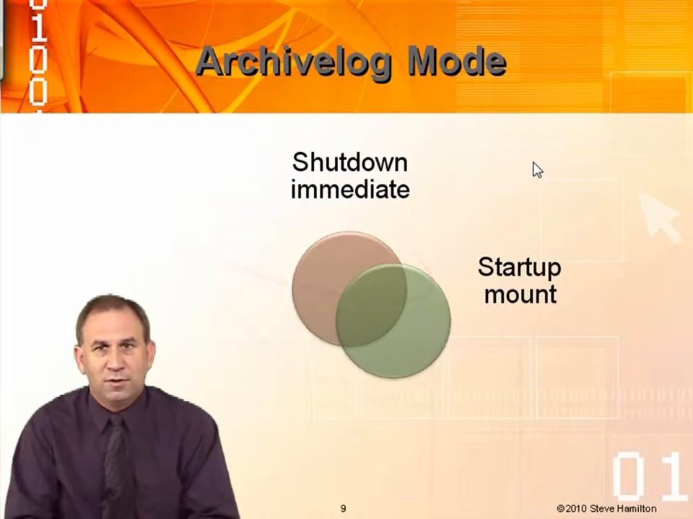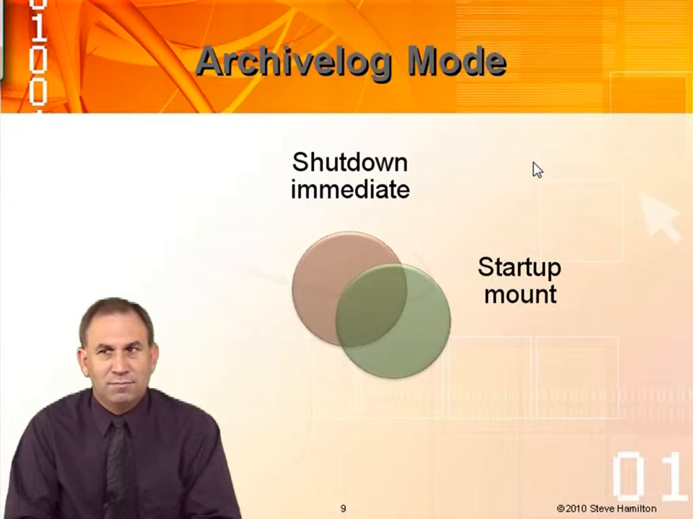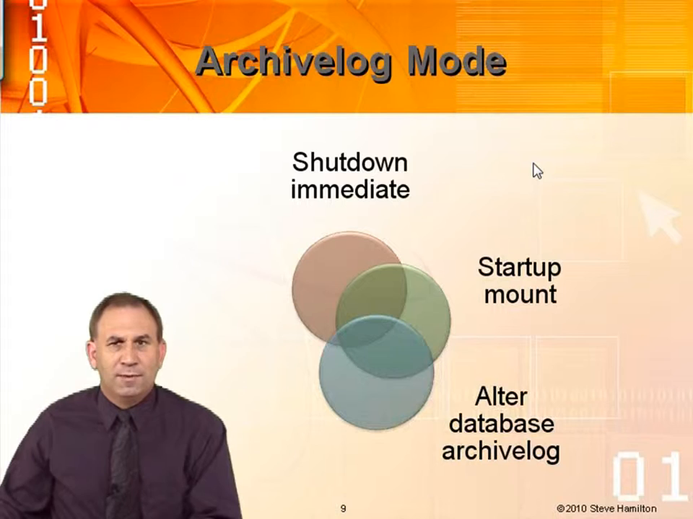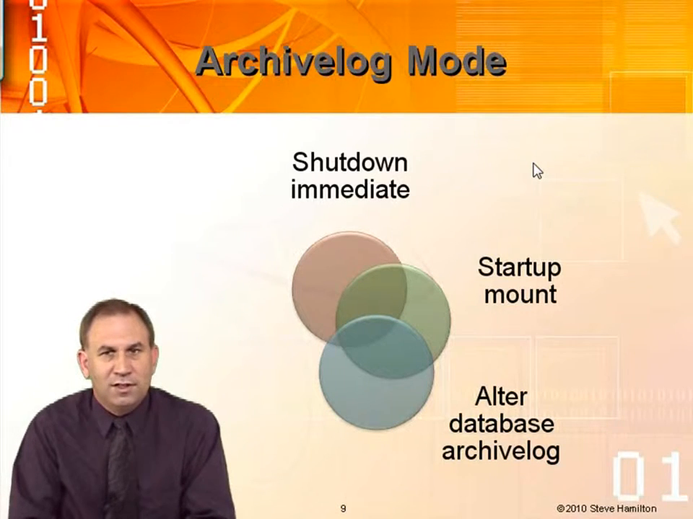The next step will be to issue a startup mount. By issuing a startup mount, the database will start up the instance, mount the control files, but it will not actually open the database yet. Once the database is in a startup mount, the DBA simply issues the command alter database archive log. This is a one-time occurrence. The DBA will never have to issue this command again.